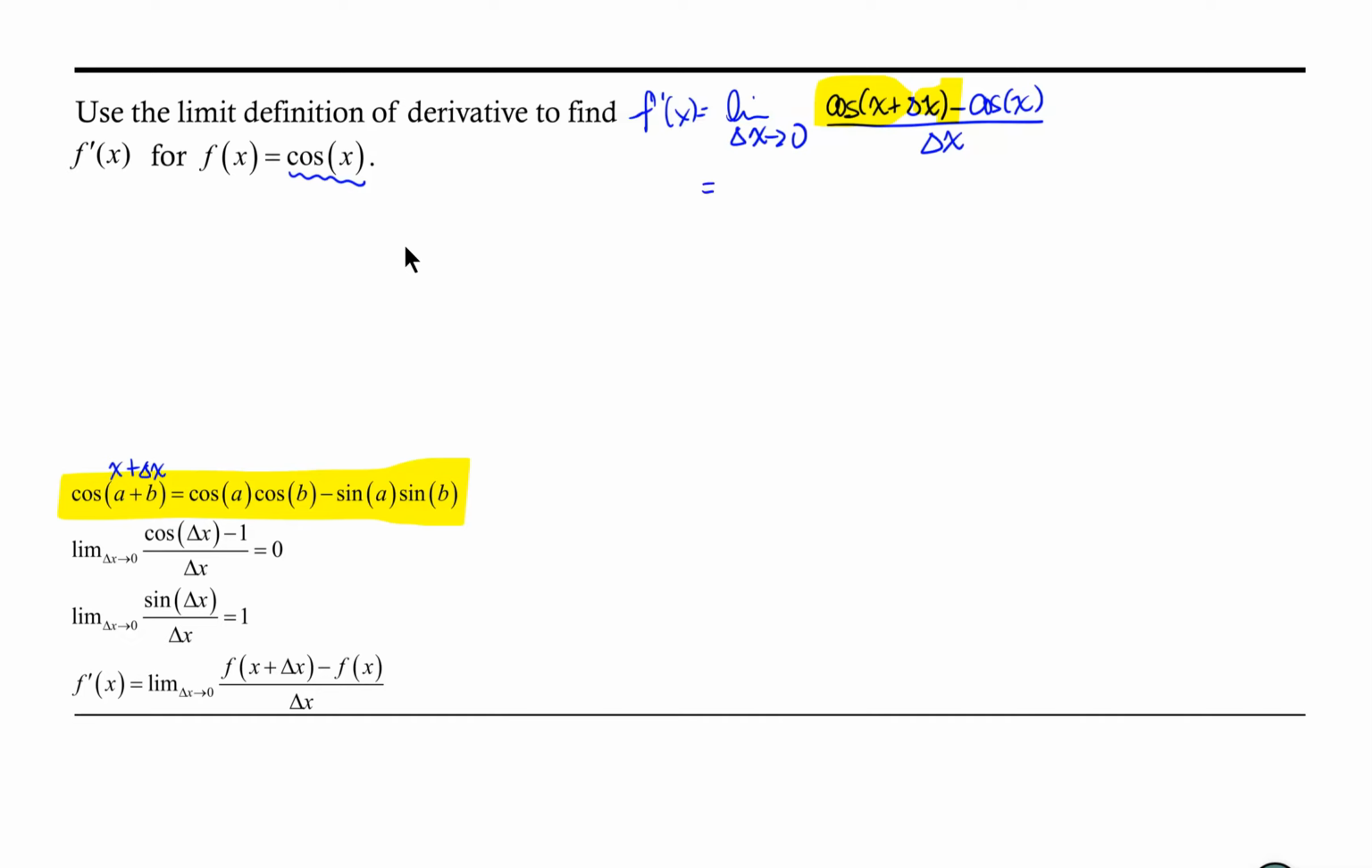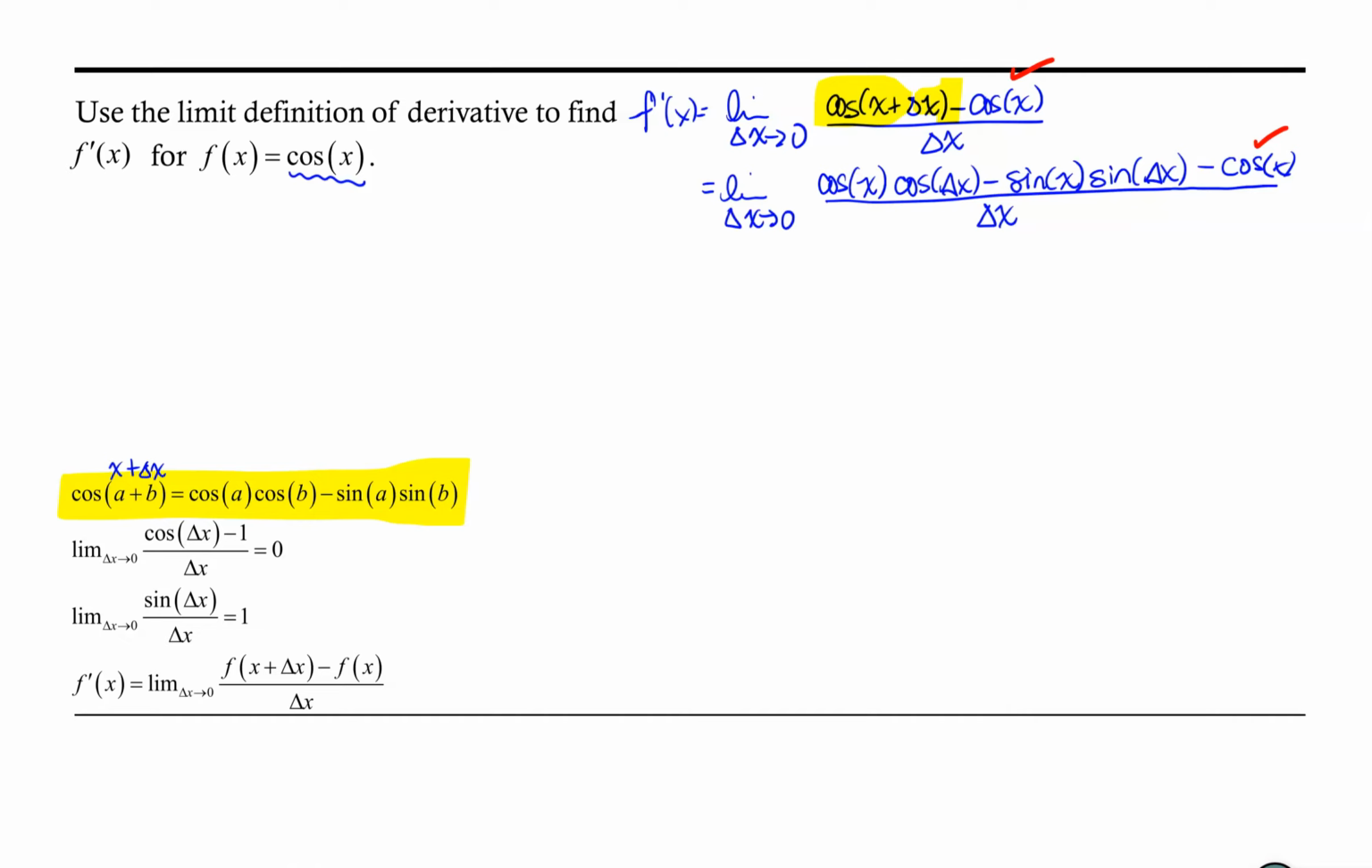So continuing on, we have the limit as delta x goes to 0 of cosine of x times cosine of delta x minus sine of x times sine of delta x, all over delta x. And I forgot this minus cosine of x at the end of our numerator there. So don't forget that minus cosine of x.